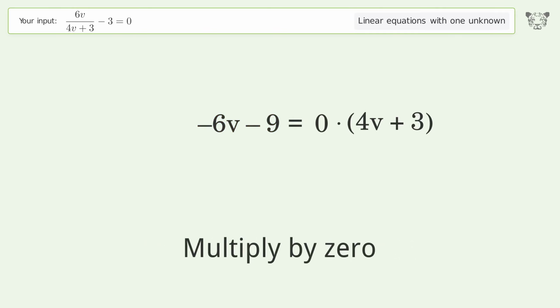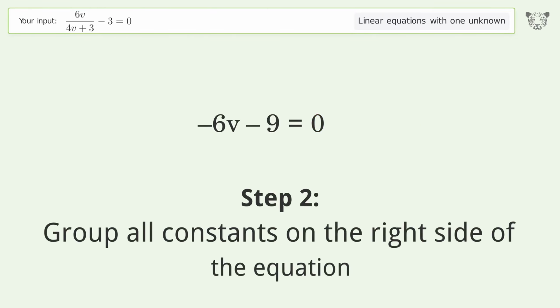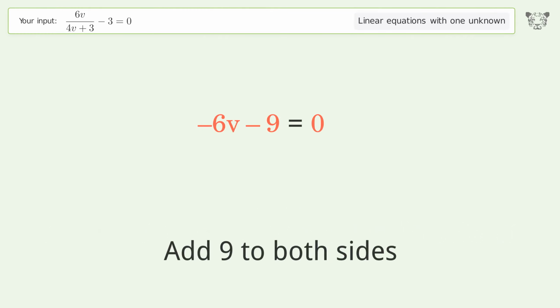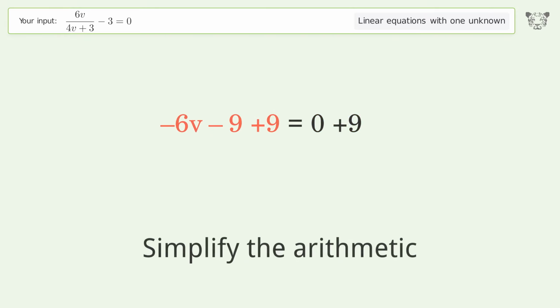Multiply by 0. Group all constants on the right side of the equation. Add 9 to both sides. Simplify the arithmetic.